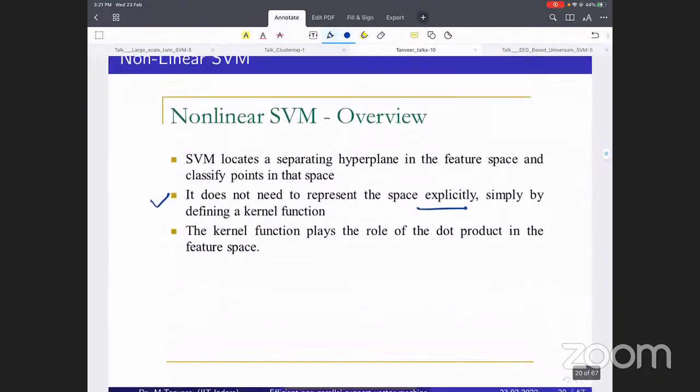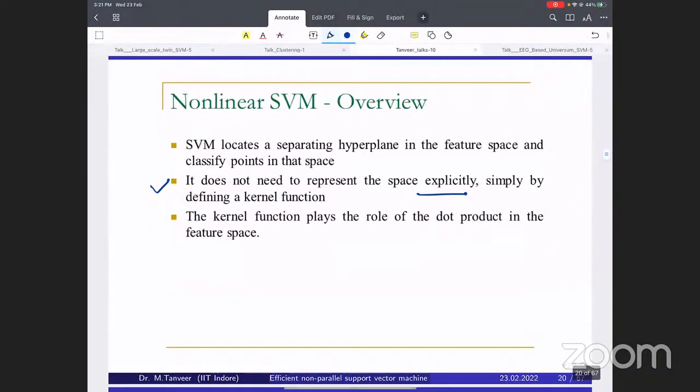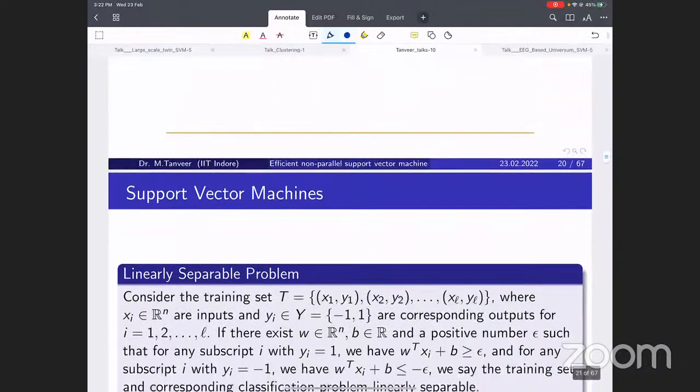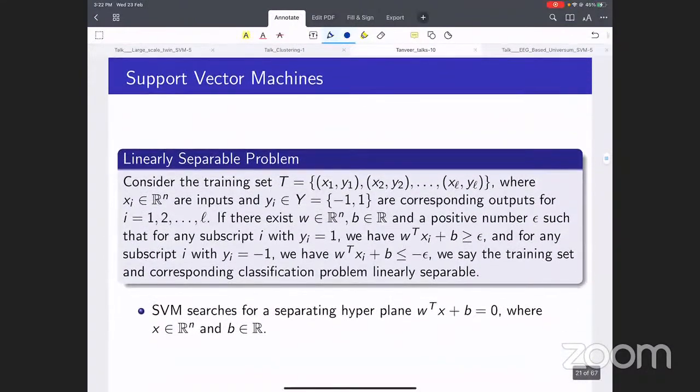So far I covered some geometrical perspective, and now let me come back to discuss some more theoretical concepts here, and how we are getting this dual optimization problem. Those things we'll discuss now in the next 10 minutes.